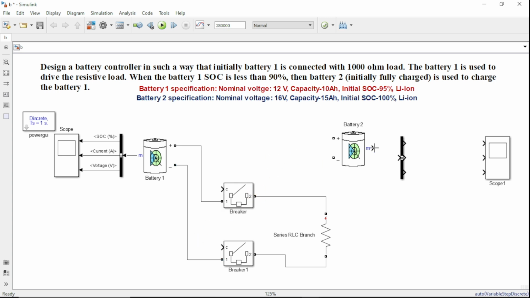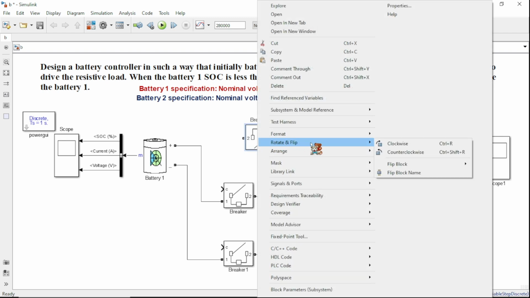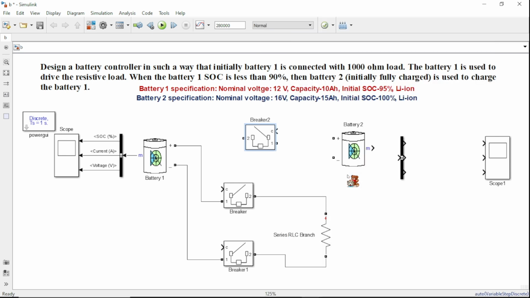Now I am connecting this. What happens is, when battery 2 charges battery 1, power flows from battery 2 to battery 1. Based on that we have to connect the breaker. So I have to change the breaker positions, and I am taking the up down. Here you can see the power is flowing from battery 1 to the series 1000 ohm load. So it is coming from 1, and the output is coming from the 2, and it is directly connected to the resistance.